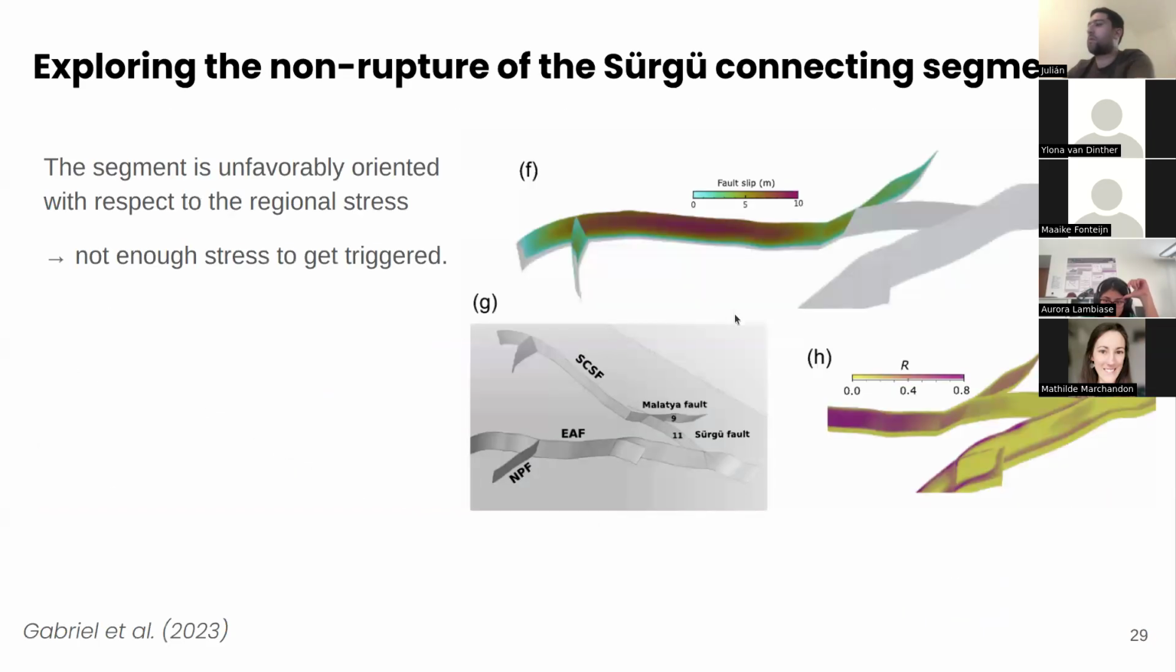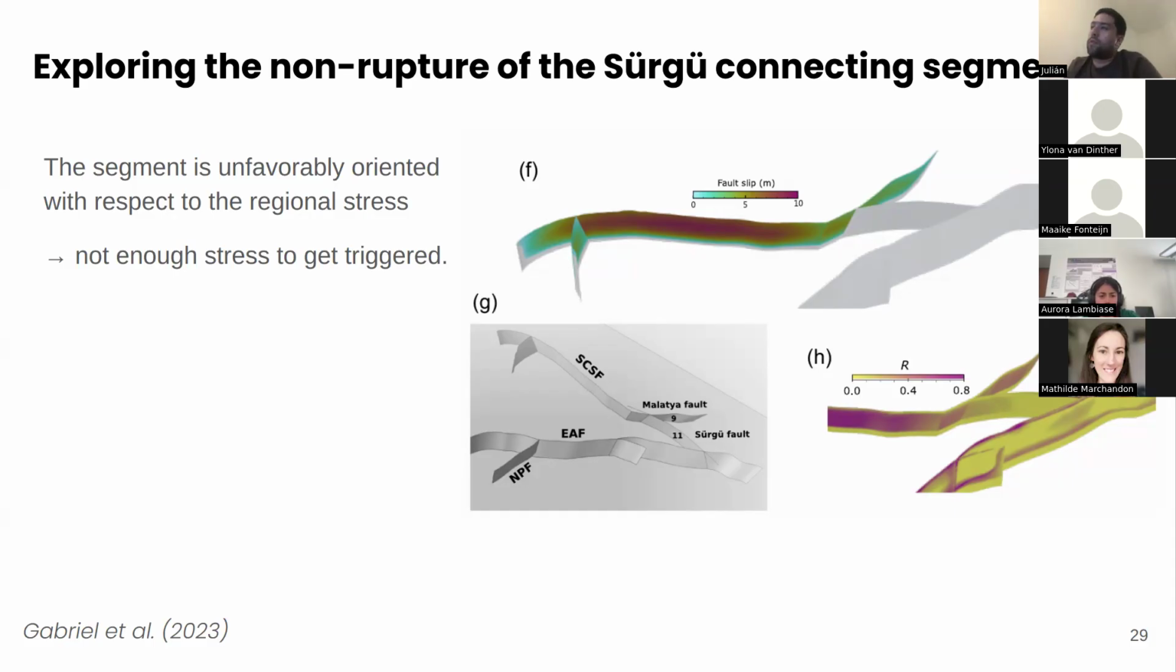Oh yeah, and we also explore why the second event didn't break these faults that are connecting this fault with the East Anatolian fault. So we simply rebuild a mesh adding these faults that connect the two fault systems, and we rerun the simulation using the same initial condition.